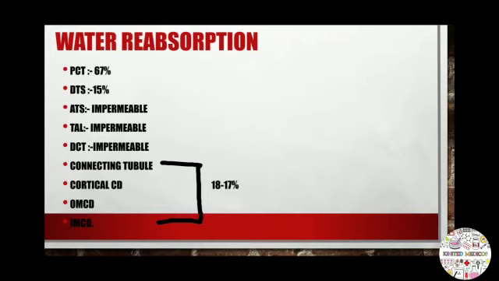Coming to the ascending thin segment, it is impermeable to water and permeable to solutes, so water reabsorption is not possible in this segment. Even the thick ascending limb is impermeable to water, and the DCT is also impermeable to water, but it is permeable to water under the effect of ADH. And the collecting tubule, cortical collecting duct, outer medullary collecting duct and inner medullary collecting duct, all together contribute to 18 to 70% of the reabsorption of water.